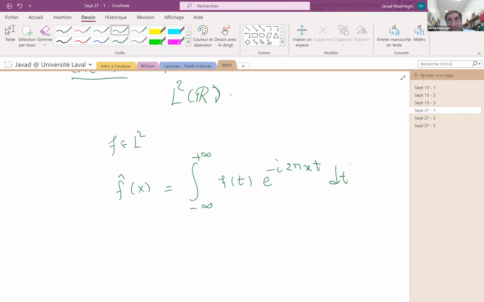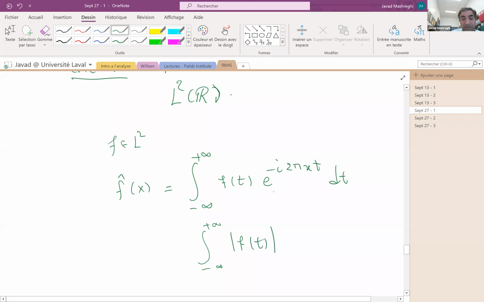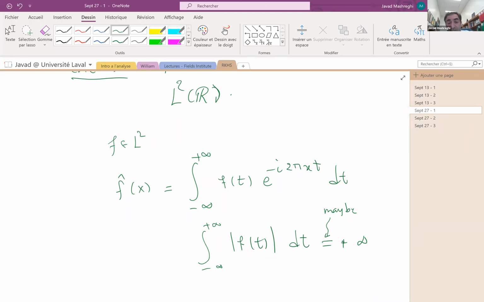If you look at this with an eye from measure theory, it doesn't make sense because f is in L2. If you put absolute value here, you obtain absolute value of f, the absolute value of the exponential is 1, and possibly this is plus infinity. It is easy to provide a function in L2 for which the integral explodes, that is not in L1. And so what is the meaning of this?